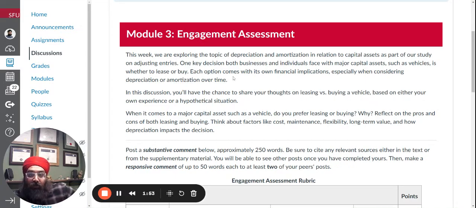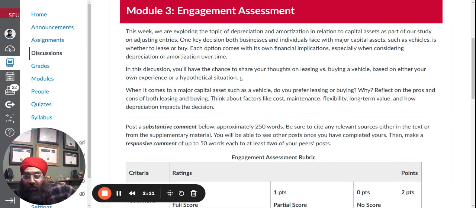So looking at the engagement assessment for this week, we are going to focus on depreciation slash amortization. I'm going to talk about major capital assets. And we're going to have an age old discussion, seemingly. Maybe not age old because cars haven't been around forever, but do you prefer to lease or buy a vehicle? What do you do in your personal situation? Right? So you don't have to talk about business, you can talk about your personal lives as well.